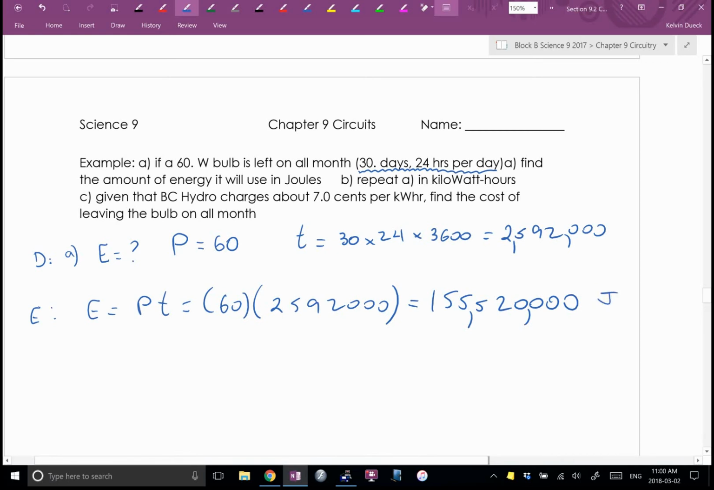Now understand, if your parents got their electric bill in joules, that would freak them out. Can you imagine seeing 155,520,000 joules on your electric bill? That's just one light bulb. So we do not leave bills in joules.